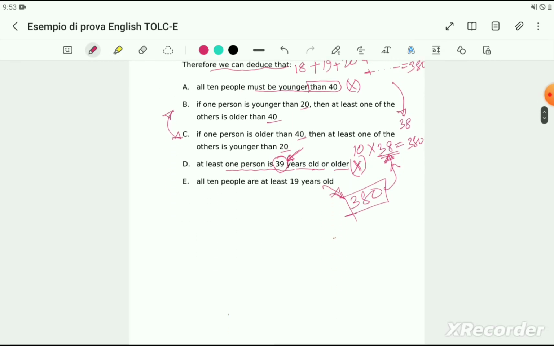So in B, what it said, if one person is younger than 20, that means he could be 18 years old or 19 years old. Then at least one of the others is older than 40 plus. Okay, older than 40, that means 40 plus. So what is our average number?